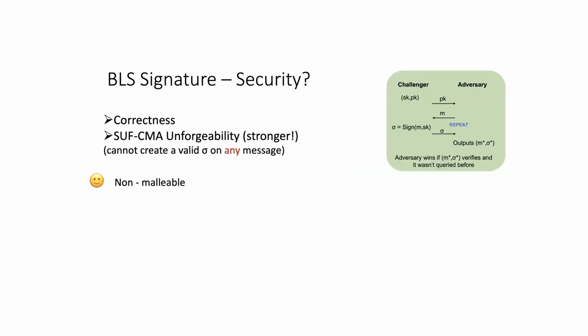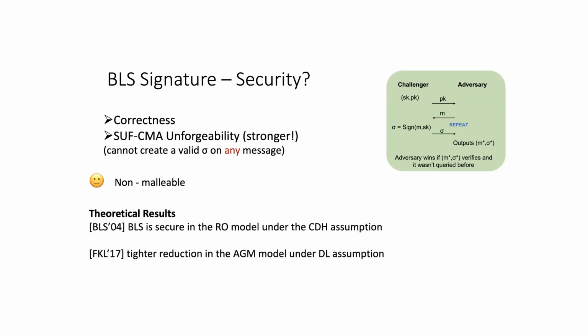So what do we know in terms of security? BLS satisfies the same unforgeability definition as Schnorr. It has a stronger version of unforgeability. And in terms of theoretical results, the original paper showed that BLS is secure in the random oracle model under the so-called computational Diffie-Hellman assumption.